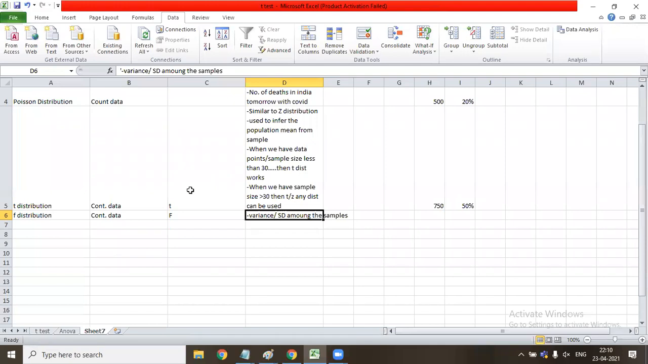The F distribution is used to calculate the variance of the samples. This is the F distribution. Are you with me? Yes, sir. So I'll show you.